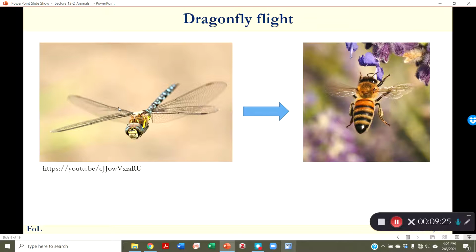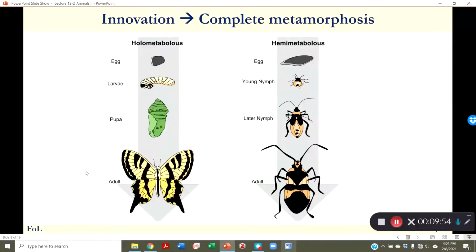But as I said, dragonflies were the first group of organisms within the arthropods to evolve flight, and all of the different kinds of flight have evolved from dragonfly flight. So you can go to this URL, or you can click on the link in the module to see some biomechanics of how dragonflies fly.